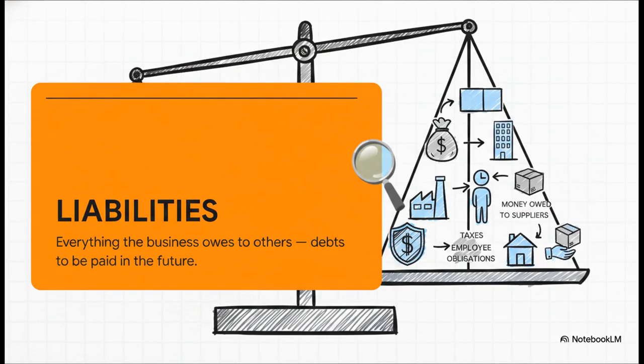Then, on the other side of the scale, we have liabilities. These represent everything the business owes to outside parties. Classic examples are things like bank loans, unpaid employee wages, and taxes. But interestingly, it also includes advance payments from customers because, think about it, if a customer pays you today for a service you haven't actually delivered yet, well, you owe them that service. It is a strict, unavoidable obligation.